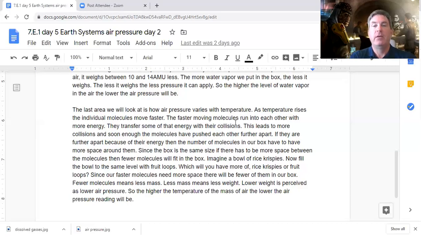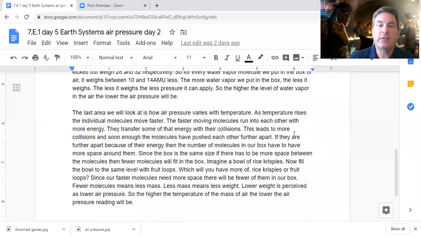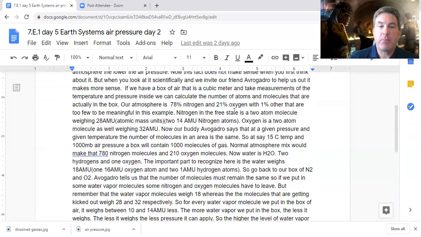Okay? So this is the end of our lesson again for the second day here. So again, kind of a short lesson. Gonna run through it again. So, different ways air pressure can change. One, you put water vapor into it. Water vapor is a smaller, lighter molecule.